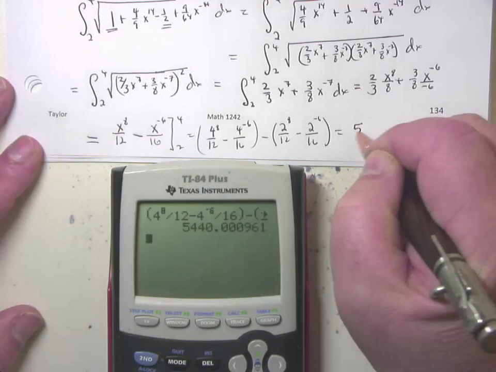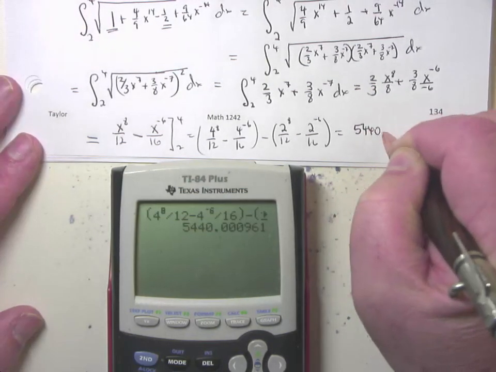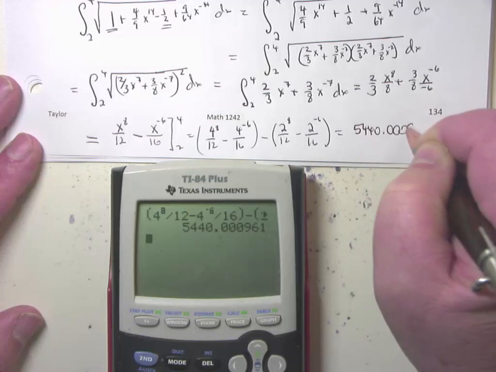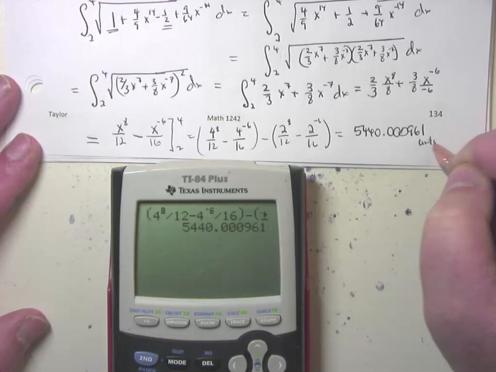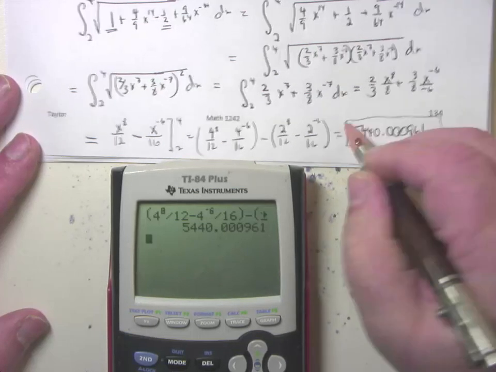some crappy answer, 5,440.000961, what? Units, because you're finding the length of the interesting curve that we were playing with. Does that make sense?